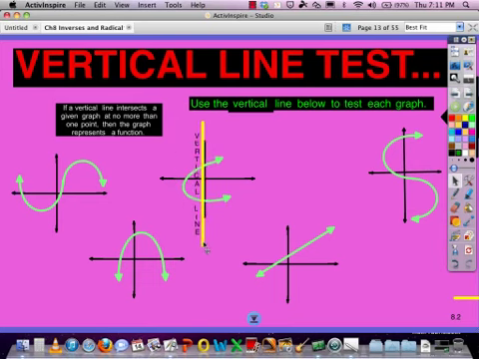Almost every place in it, it has two intersections. The only place it doesn't is right there at the vertex on the side. Here, I think we're pretty good. Only one time all the way through. And then here, ooh, we're starting to see some problems. Not only does it have 2, it has 3 in some spots, like right there.